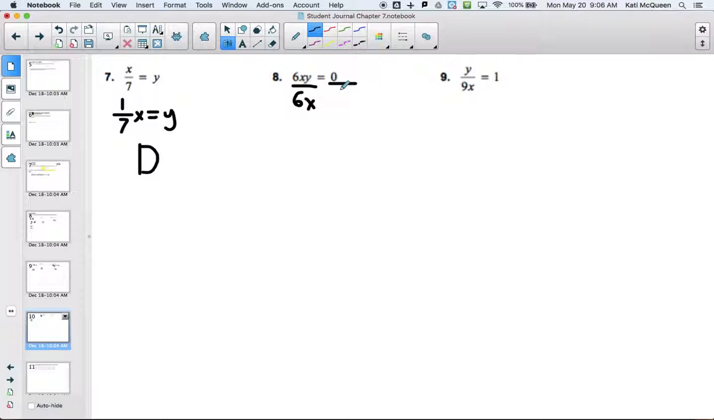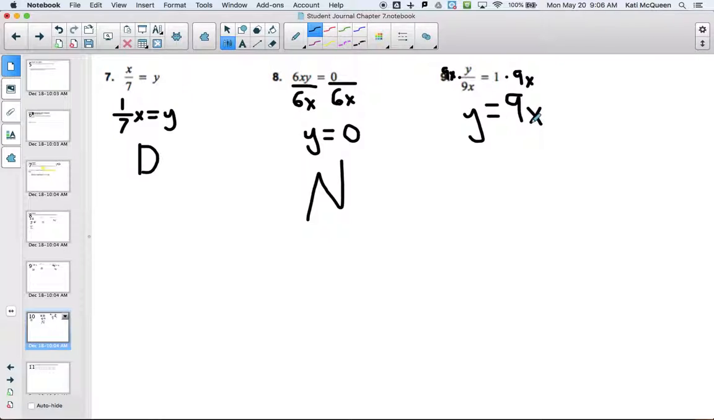Divide each side by 6x. So let's see, 0 divided by anything is just 0. So for us, that's going to be a neither, because that x ends up going away. All right, last one here, to get y by itself, I have to multiply each side by 9x. So I get y equals 1 times 9x is 9x. So this is 9 times x, so this would be direct.